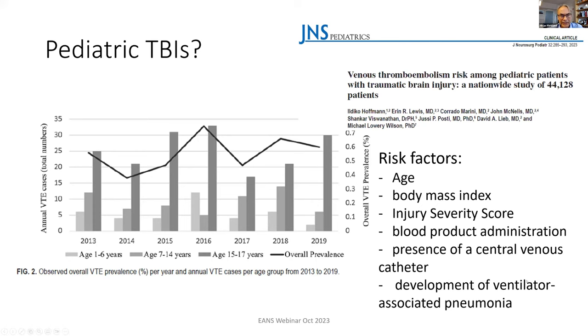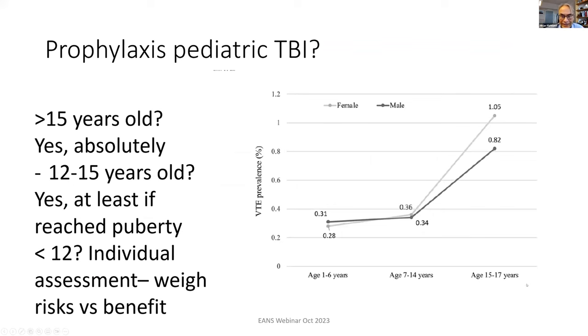So what do you think about pediatric TBIs? Do you really need to give them prophylaxis? Well, it seems that there are no clear-cut guidelines, but if you're more than 15 years old, absolutely, like the adult. At 12 to 15 years old, it depends on whether you have reached puberty or not. If you have reached puberty, then you can be considered a young adult and given prophylaxis. If you're less than 12, there's an individual assessment, and we should weigh the risks versus the benefits of the prophylaxis, the CT image and other risk factors. But in general, pediatric patients have much less risk than elderly patients, of course.